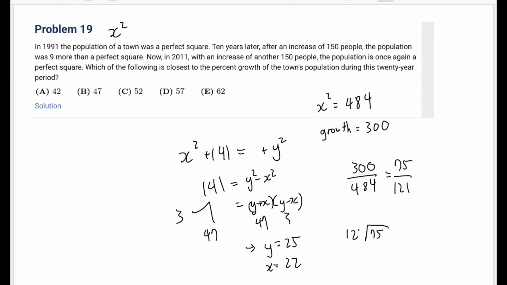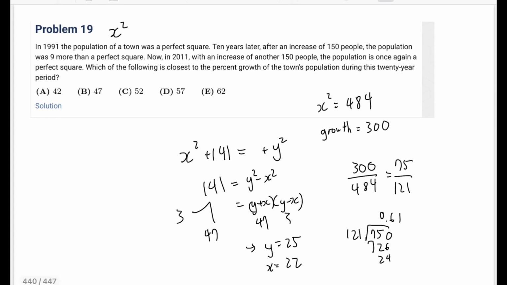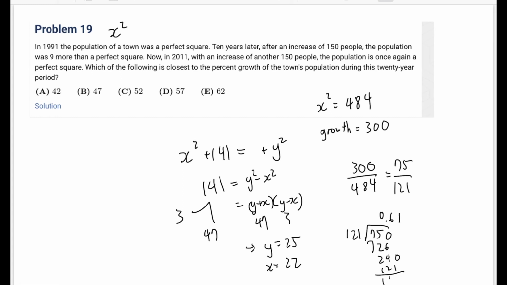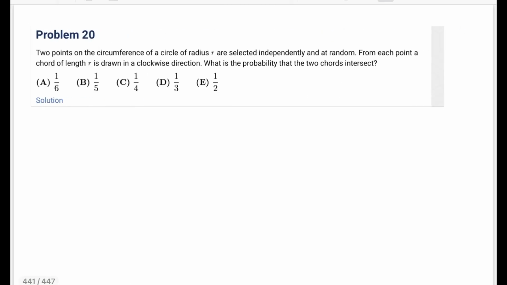75 divided by 121 would be 0.6, and so it will go like 0.619, which is closest to 0.62, so this is 62%. The answer is E.